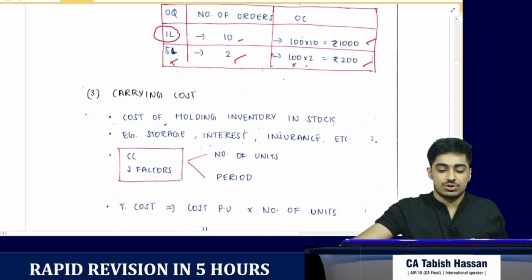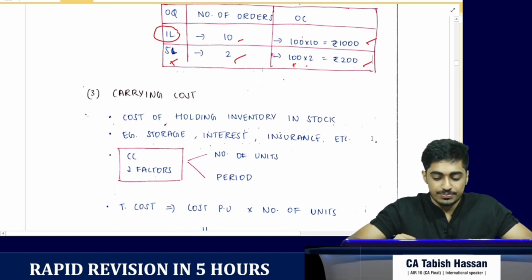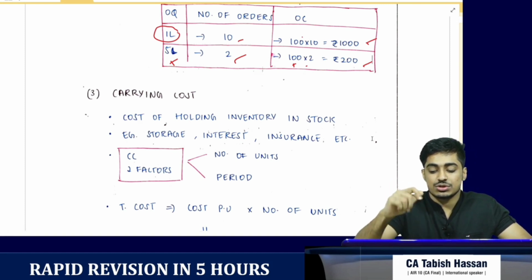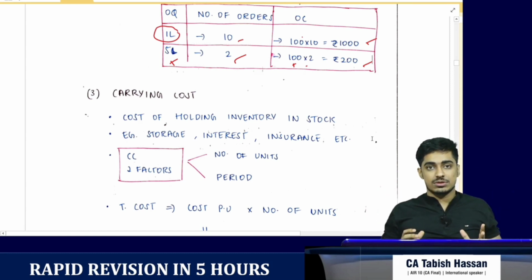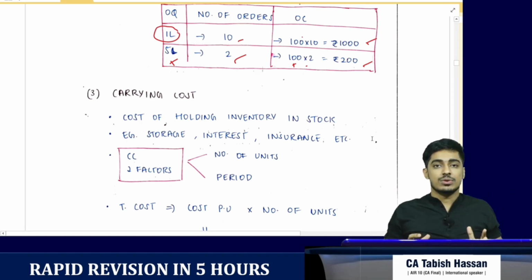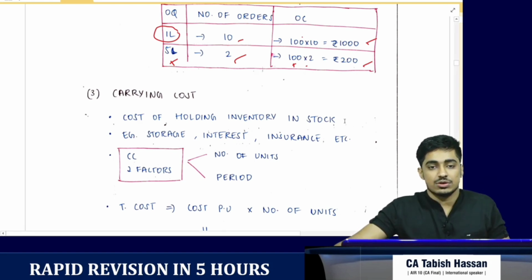Then we have carrying cost. What is carrying cost? It is the cost of holding inventory in the stock. Say for example, I have to incur storage cost, interest cost, insurance cost. All these costs I'm incurring because I'm storing the raw materials in the stock. Once it enters the godown, till the time it goes into production, all the cost I'm incurring would be called carrying cost.